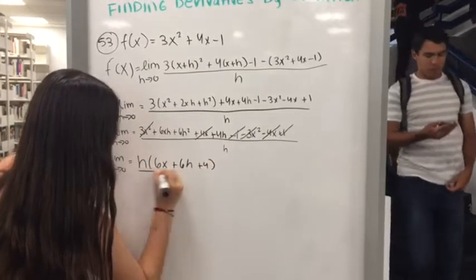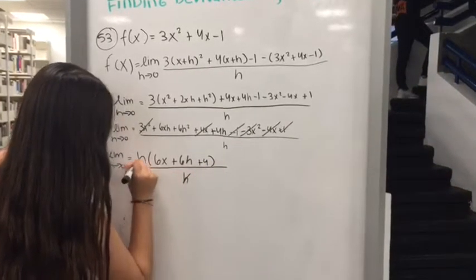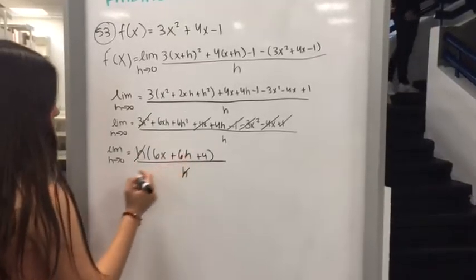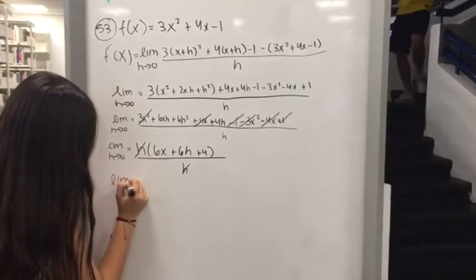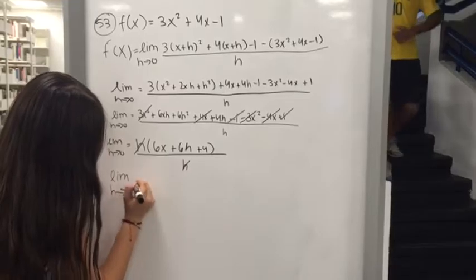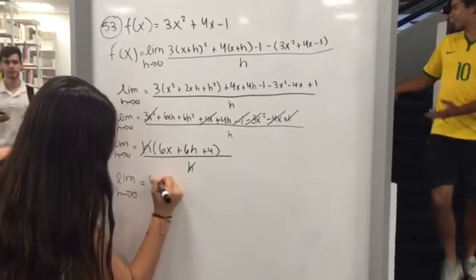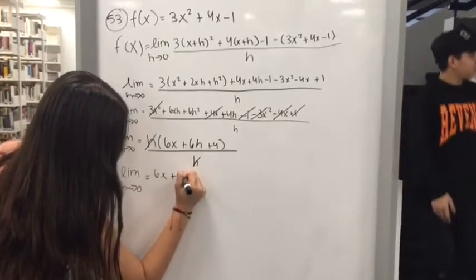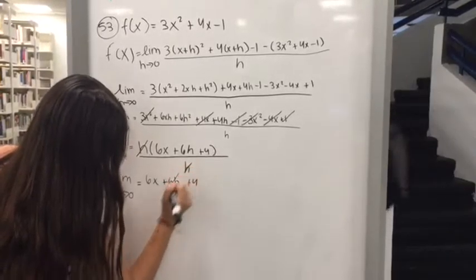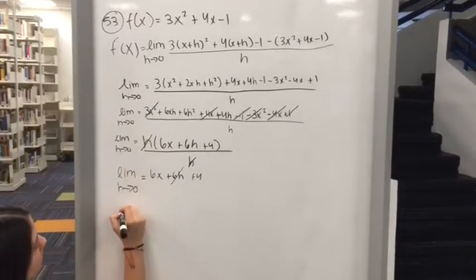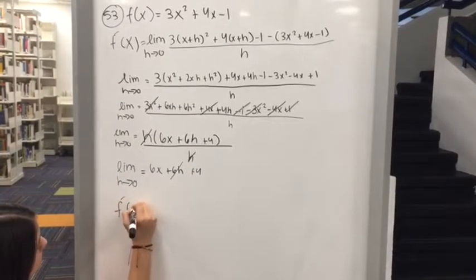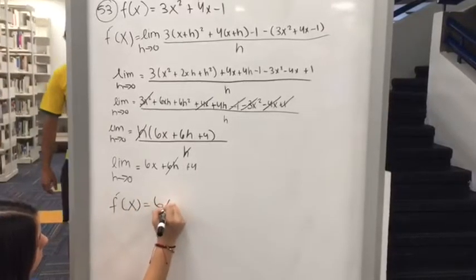So we factor, leaving us the option of canceling out the h's. Since h is equal to 0, our 6h is cancelled because it's a 0, leaving us with a final answer of 6x plus 4.